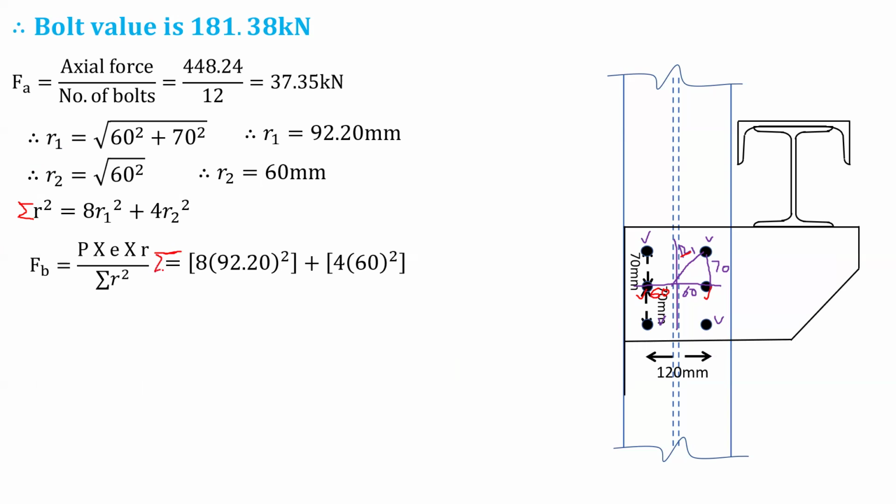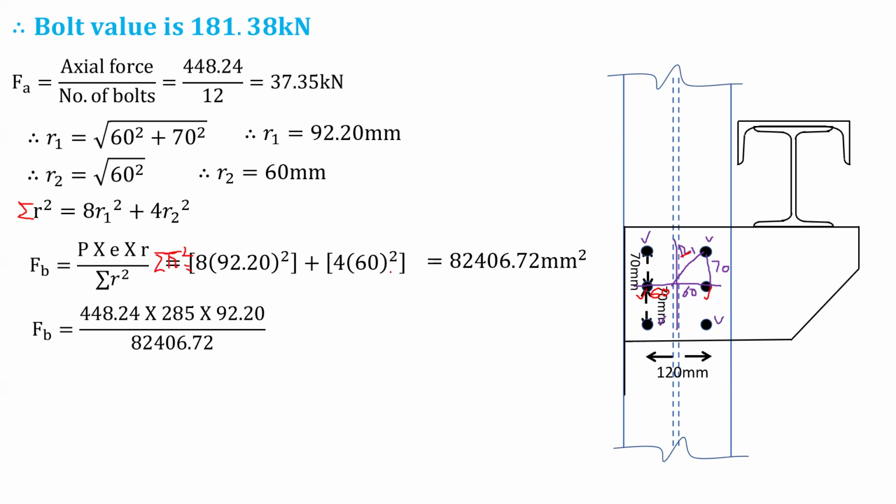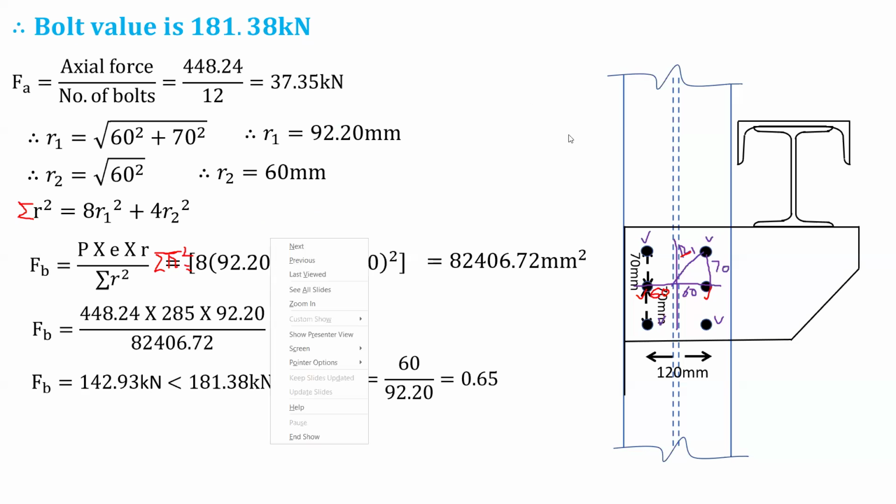So summation R square is equal to 8 into 92.2 square plus 4 into 60 square. 4, 2 on this side, 2 on the opposite side, and 8, 4 on this side, 4 on the opposite side. And we have 84,606.72. We will put values in this formula, same as we have seen last time. And from this we will get FB as 142.93. Now cos theta we have 60 upon 92.20. How does it come? Now we have to find the value of FB in the farthest bolt.